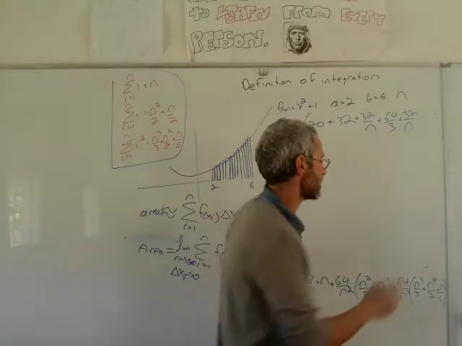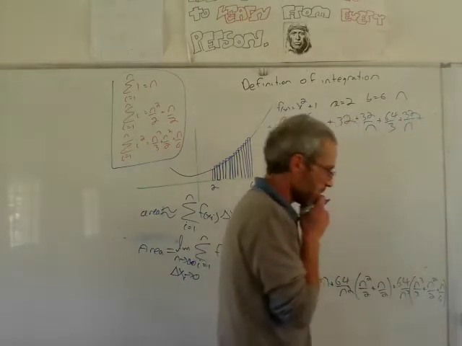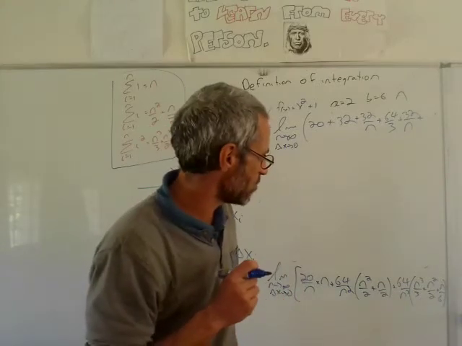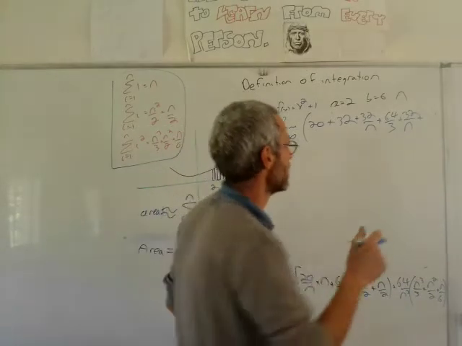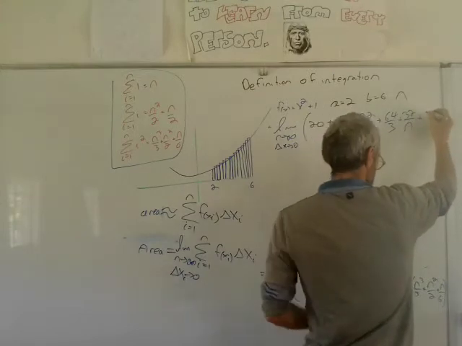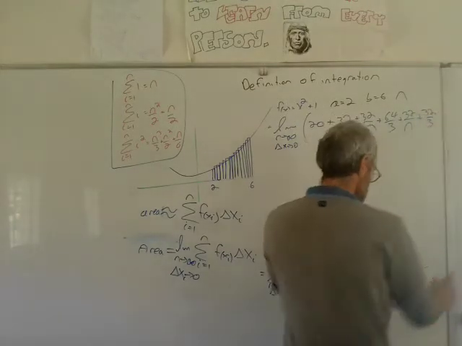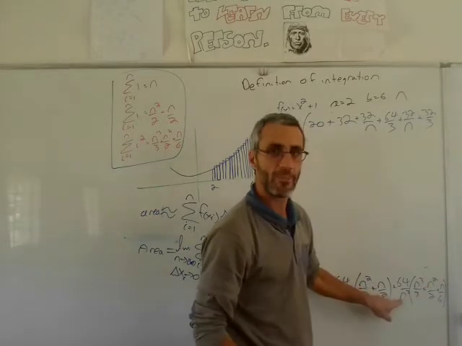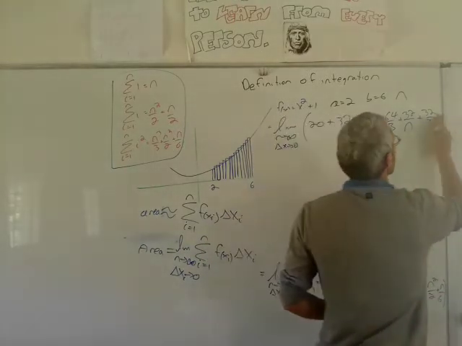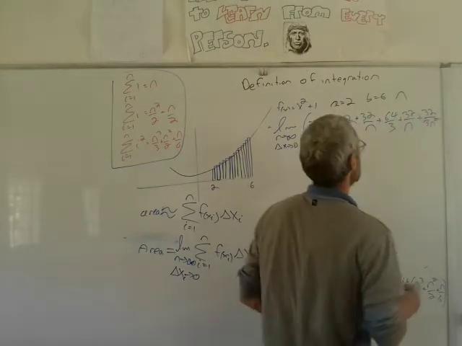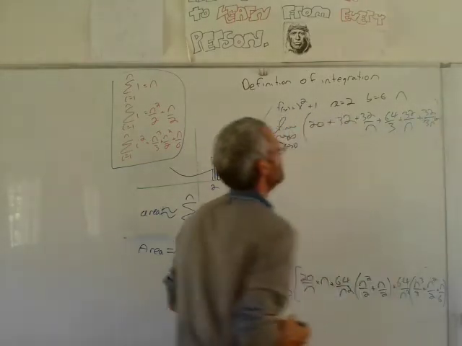And last one, 64 divided by 6. What is 64 divided by 6? It's going to be 32 over 3. So it's not going to be a whole number again. I'm dividing both by 2, so 32 divided by 3. But I have also n divided by n cubed, so I have to write 3n squared. Okay, done.